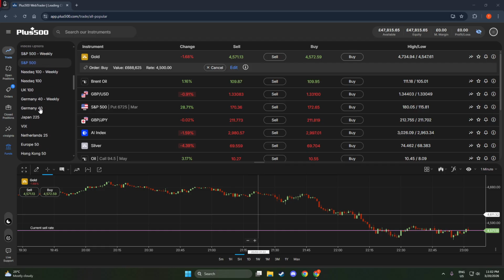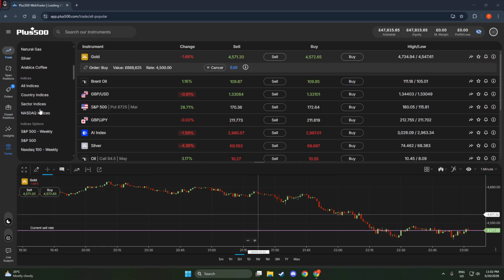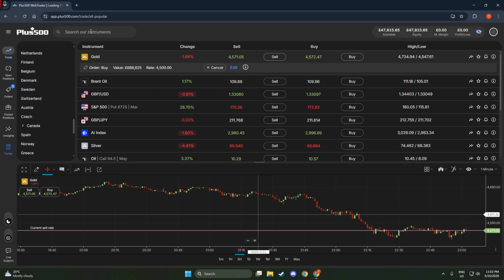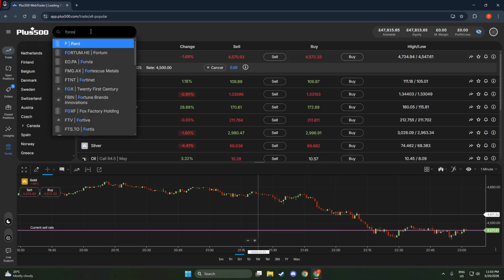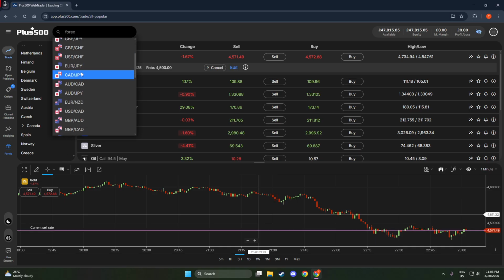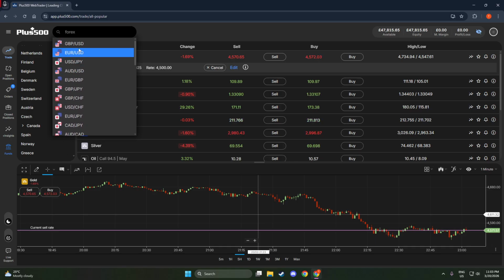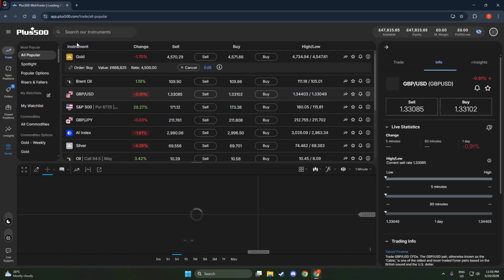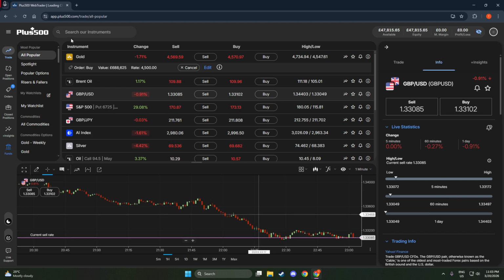Next, select the Forex or FX category. Forex stands for foreign exchange, and it's where you'll find currency pairs. Once you're in, you'll see popular pairs like EUR/USD, GBP/USD, and USD/JPY. Each pair shows how much of the second currency you need to buy one unit of the first. For example, EUR/USD tells you how many US dollars equal 1 euro.